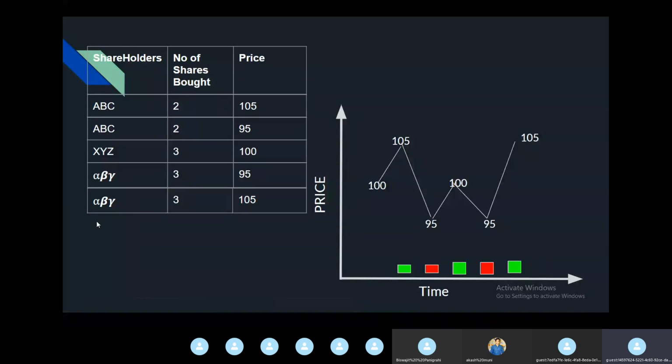Now you should always learn the underlying meaning of this. These are big people. These are big institution people. These are not public people like us. These are big people. They are buying shares, 2, 2, 3, 3, 3. So they are buying shares at a low price.